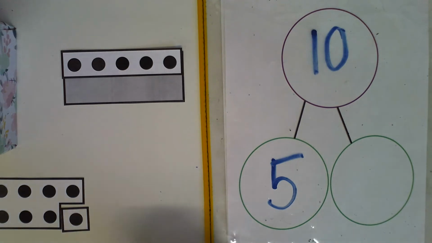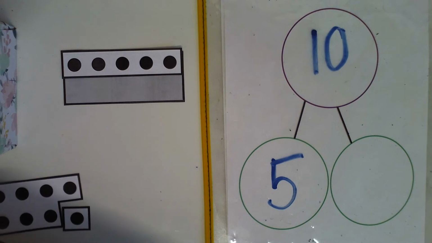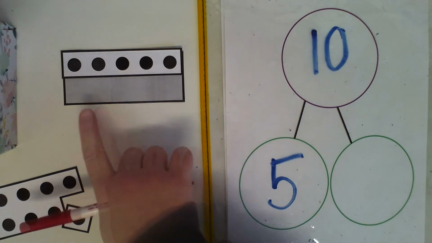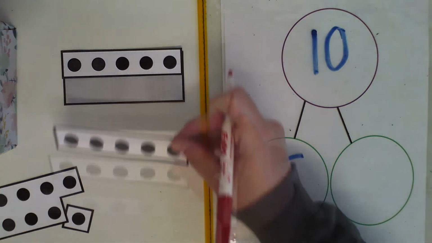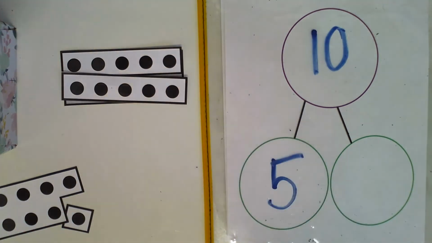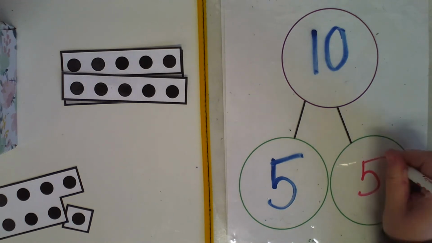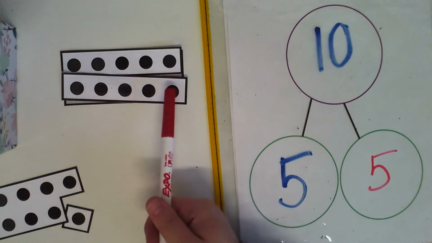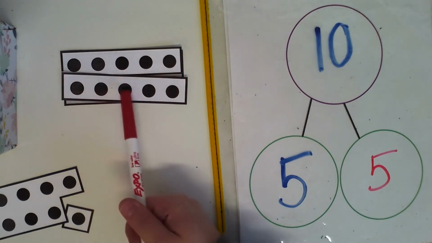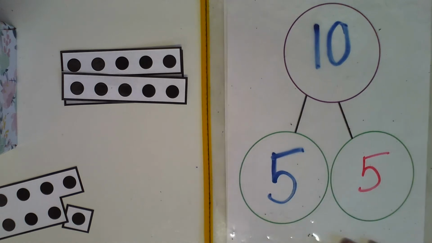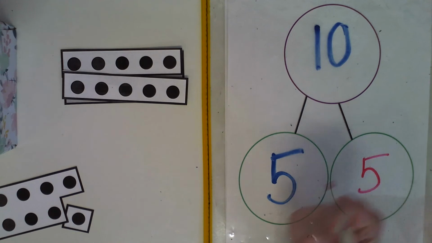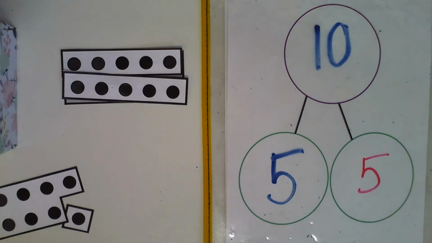Let's see. What do you think it could be? 5 and what makes 10? 5 dots and 5 dots. If you had 5 in this other part, you are correct. 5 and 5 makes 10. 5, 6, 7, 8, 9, 10. But you don't even have to count it, do you? Because you know if there's 5 on the top and 5 on the bottom, automatically we know 5 and 5 is 10. That's why it's called a tens frame.